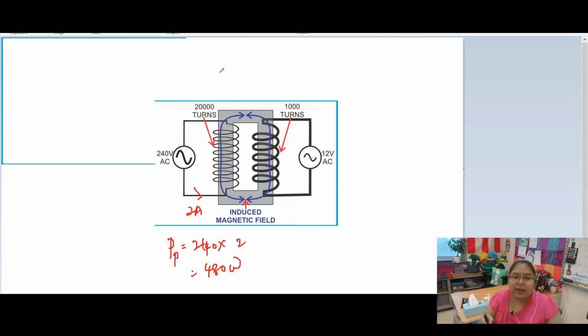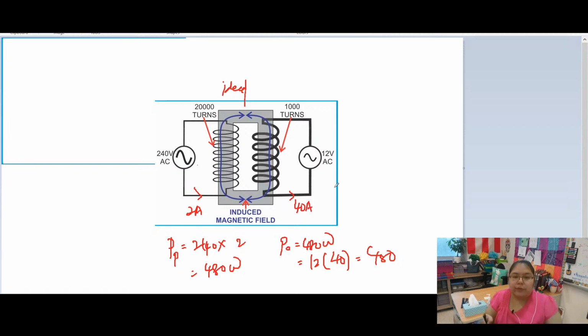So, ideal transformer, that means the output power PO must also be 480 W. Agree? Now, how much current? If I say 480, so 12 must be times 40 to become 480. Can you see the current here is how much? Sorry, not 480, it's 40. The current here becomes 40.